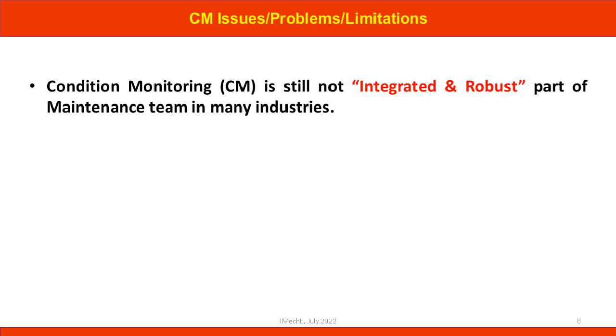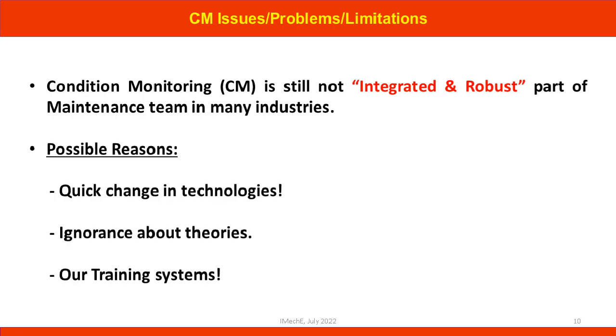It may be because of a few things I can see here. One is quick change in technologies. When I say quick change in technology, I don't see a change in the theory, but maybe a change in the instrumentation. Because 20, 30 years back, if you were trying to do Fourier transformation, you may have been using 10, 12 kg of instruments. Now mobile kind of things can do the Fourier transformation.